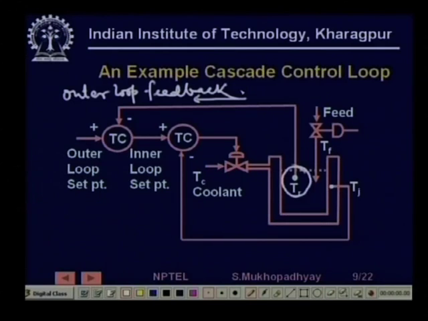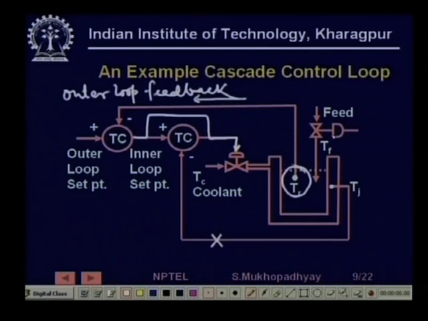Now, initially, let us assume that this is not there. So, you see, we could actually do away with this and use our single loop control. We could remove these parts, this feedback is not there, and we can have a normal control loop.